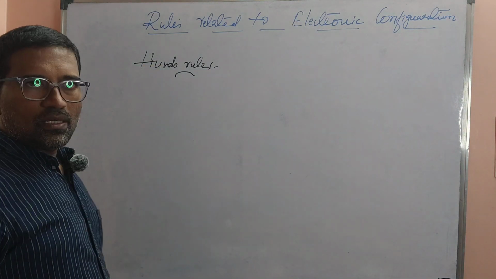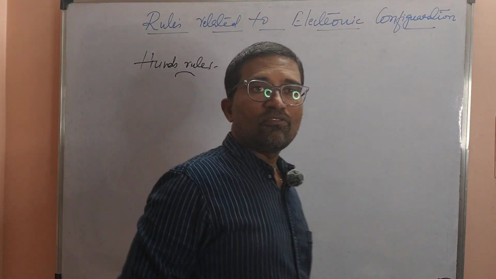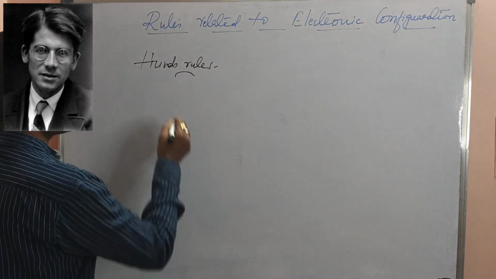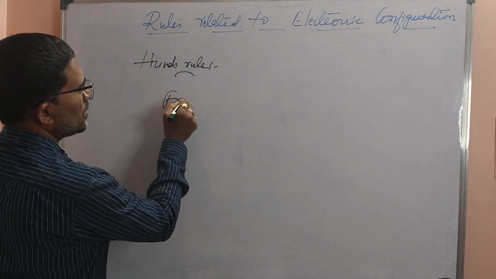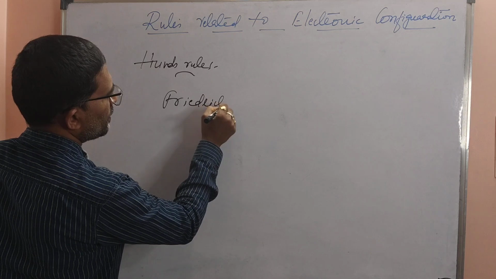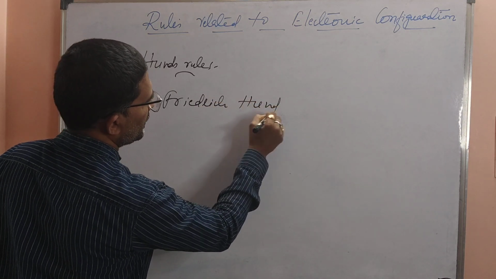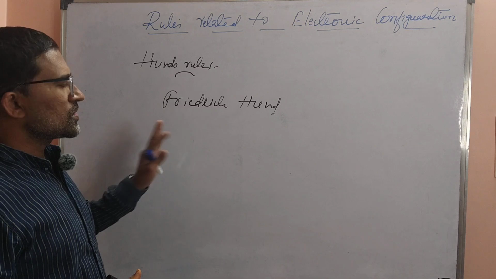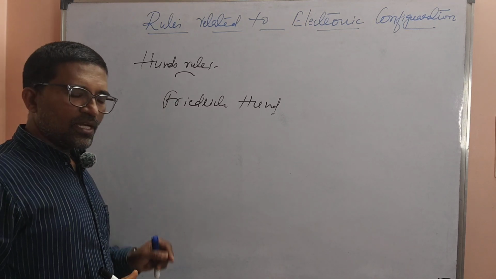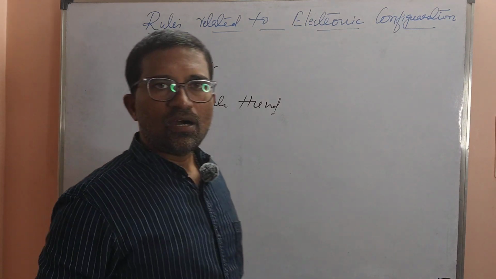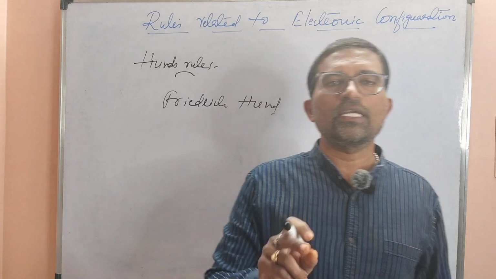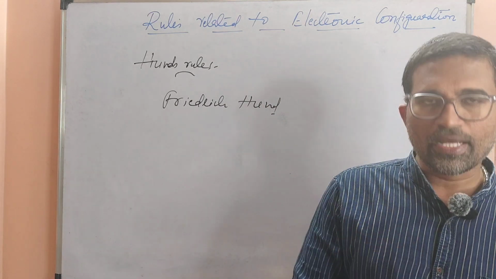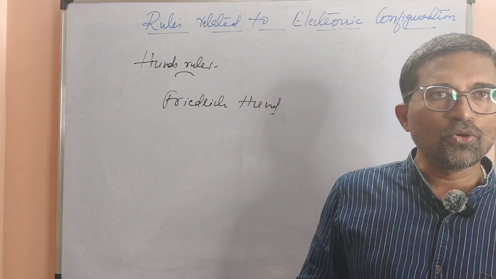Hund's rule was proposed by Friedrich Hund. According to Hund's rule, pairing of electrons takes place after all the available degenerate orbitals are occupied by one electron each. I will write the statement on the board.